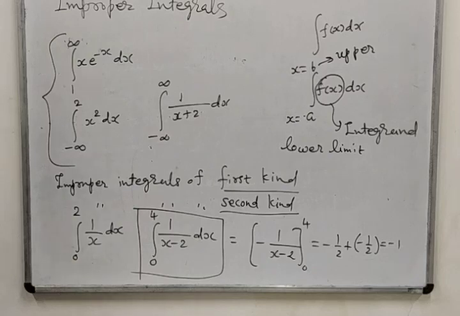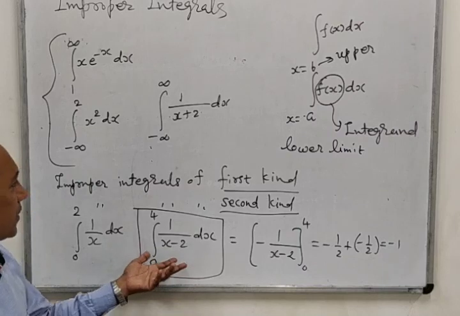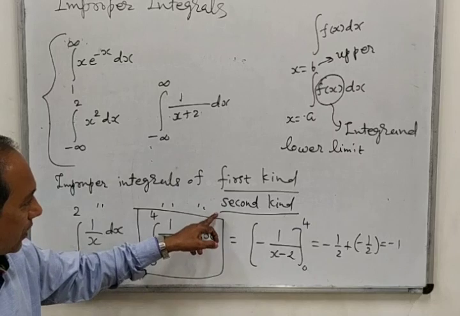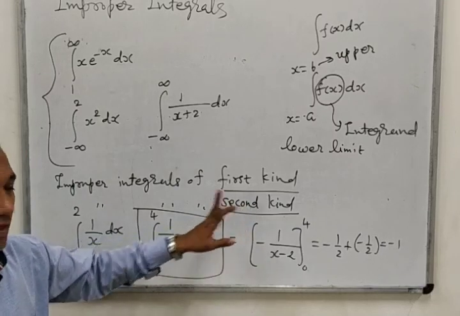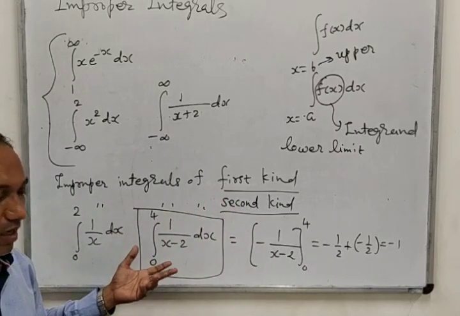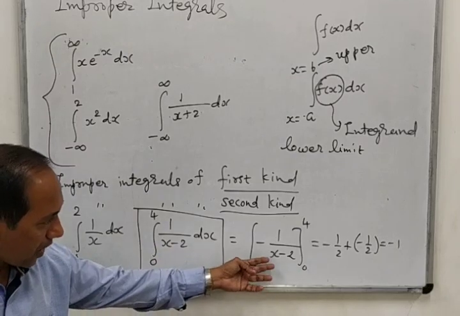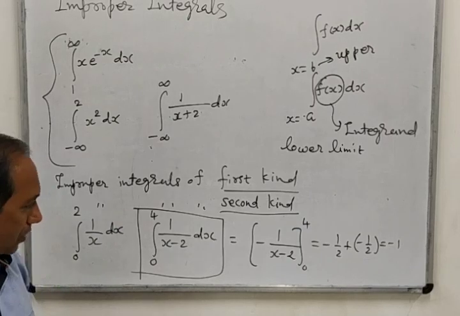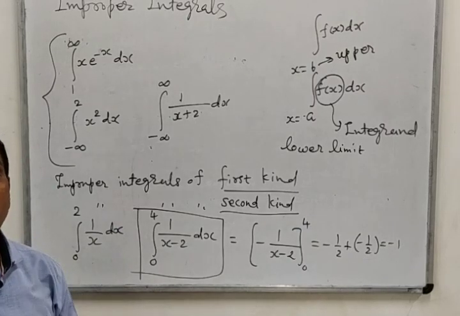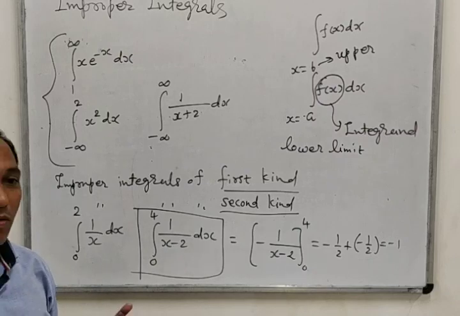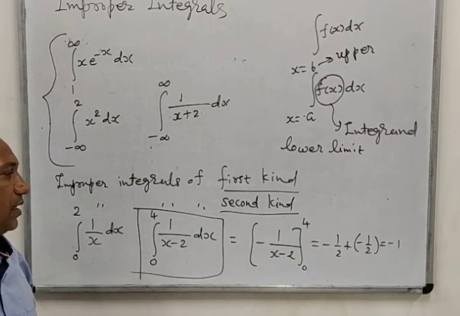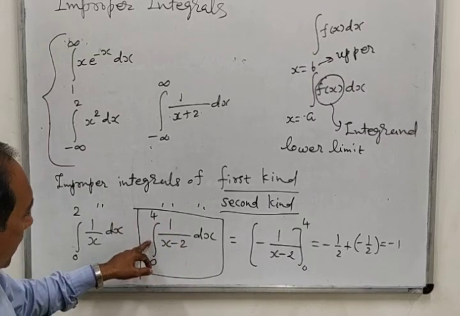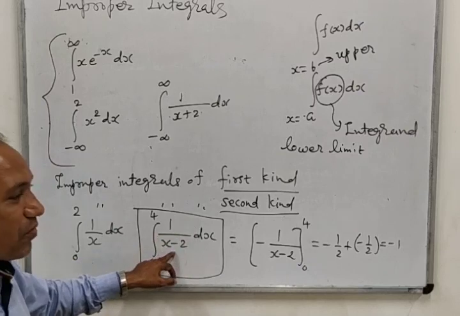But why? Because we have not considered that it is an improper integral of second kind. So actually this answer may be wrong. Sometimes it may be right, but we cannot say surely that this answer is right, because we know that at x equal to 2 this function is unbounded.